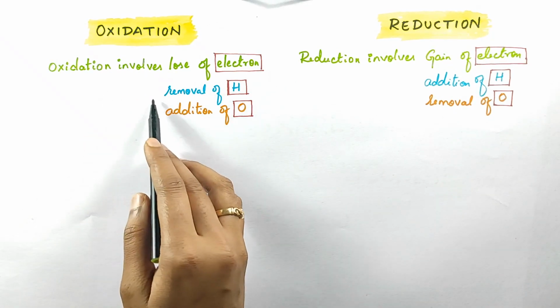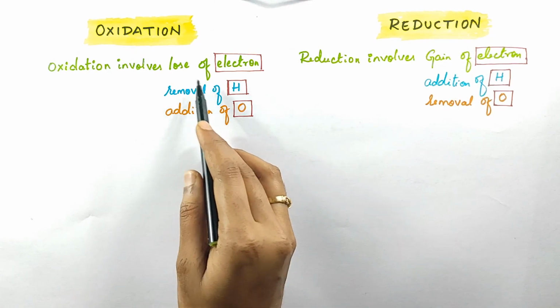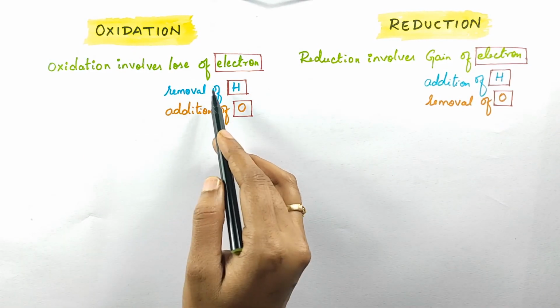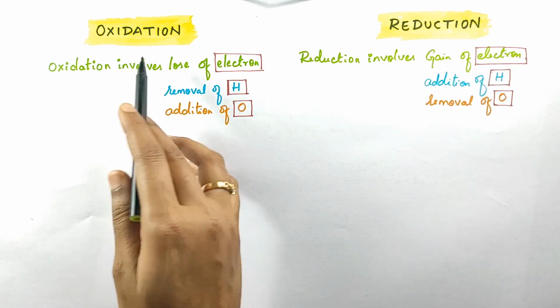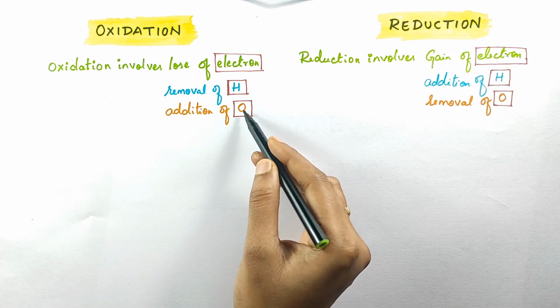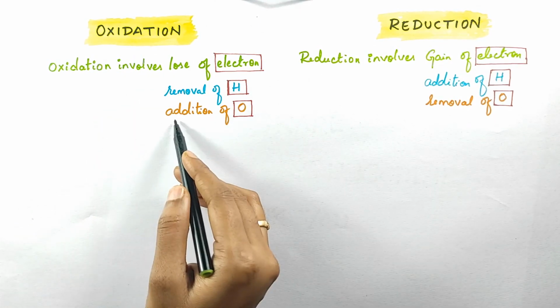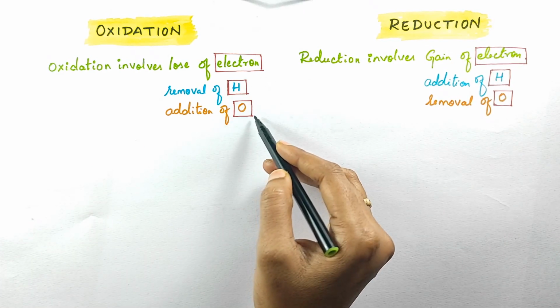Again, the next one is: oxidation involves removal of hydrogen. Removal means that it may be loss or removal of hydrogen. This is the definition for oxidation based on hydrogen. The third one is based on oxygen: oxidation involves addition of oxygen. These are the three different definitions.